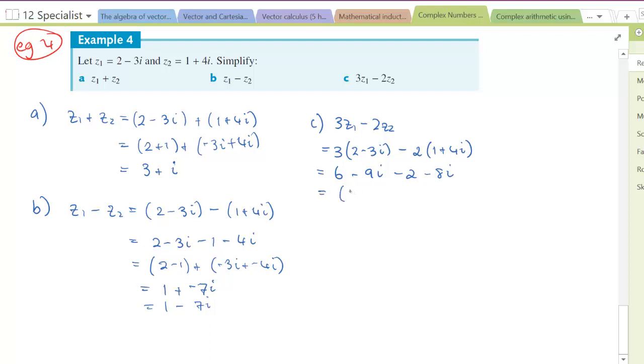So the real components will be 6 and negative 2, and in imaginary we have negative 9 and negative 8. And now we have 4 in the real, and in the imaginary we have negative 17. So that can be 4 subtract 17i.